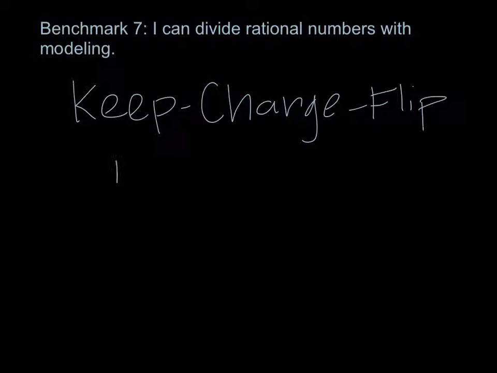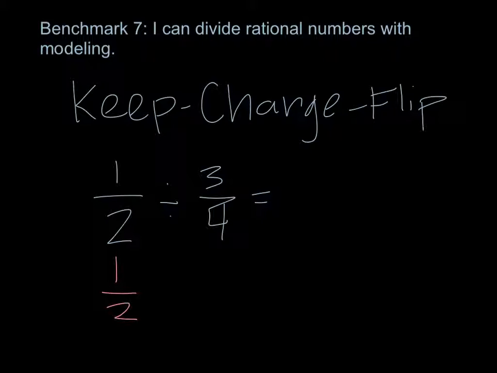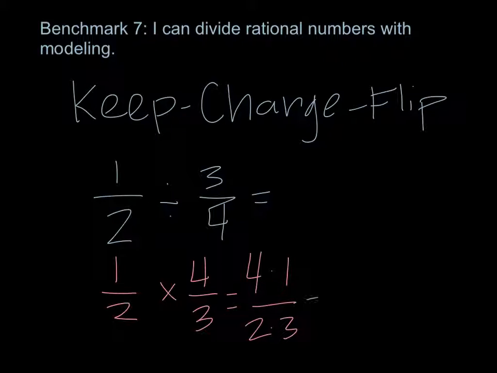So if we had two fractions, say 1/2 divided by 3/4, we would keep the first one the same, change the division to multiplication, and flip the second fraction. And then we would multiply like normal. So this fraction would be 4/6, and we can reduce that to 2/3.